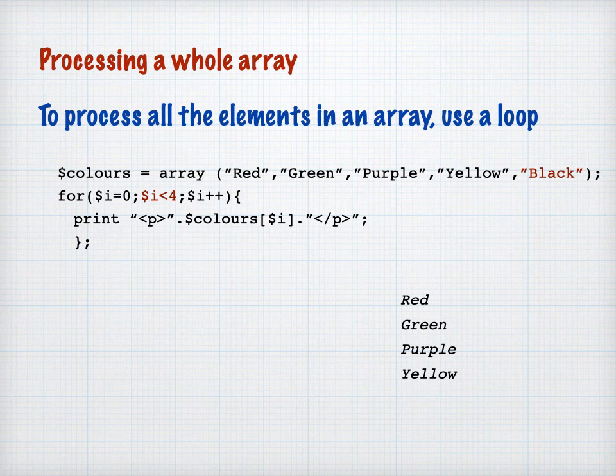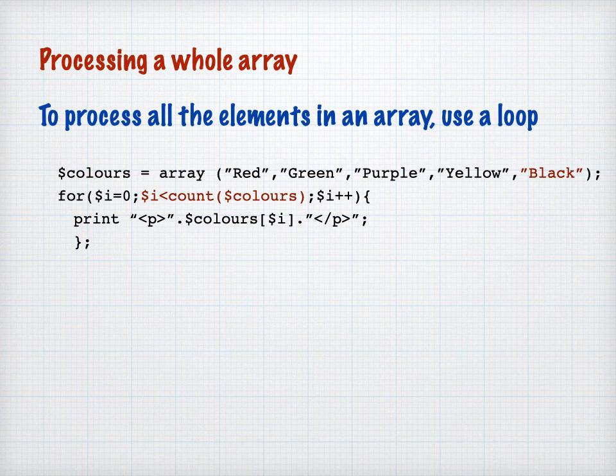And the way that we use it is like this. We go count colours, and what that will do is count the number of boxes that there are in the array. So you can see now, this time, because there are 5 cells in the array, I will actually count and be iterated correctly around the loop and it will actually print out all the values, including the one at the end, including the last black colour.